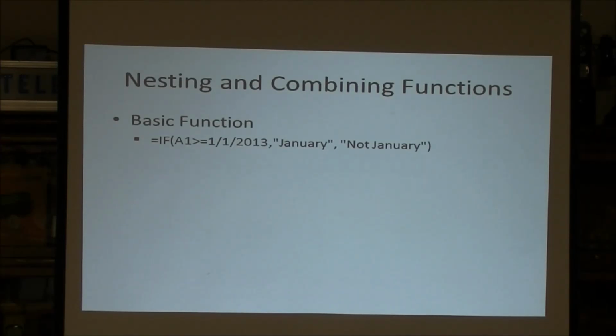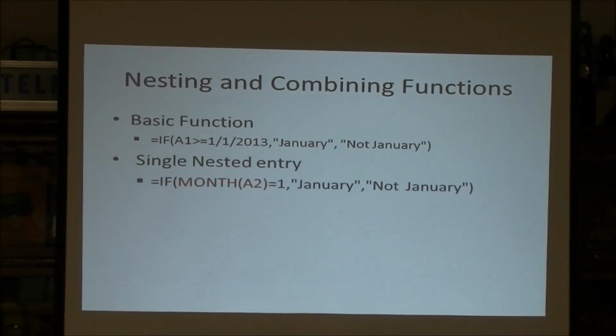Well, that's not a very good test because today is greater than January 1st, 2013, and it's not January. So you'd need to build in more logic. You could put an AND in there, or some other logic. But what I decided to do is a single nested entry and instead say: if the month of A2, where I've got my January 1st, 2013, is 1, then it's January. Otherwise, it's not January. So you can dig down and have a function within a function within a function within a function. And we call that nesting.